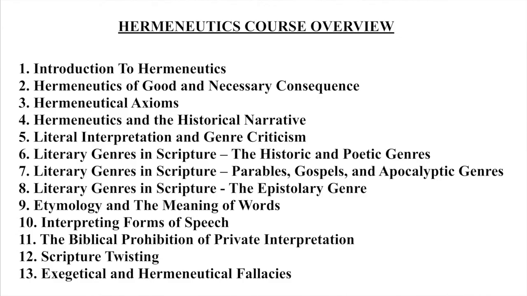In lesson 9, we'll talk about etymology, the root meaning of words, and how the meaning of words develop in time. In lesson 10, we'll talk about interpreting different forms of speech. In lesson 11, we'll talk about the biblical prohibition of private interpretation and what that actually means. In lesson 12, we'll look at scripture twisting. And then in lesson 13, we'll talk about exegetical and hermeneutical fallacies, which actually is another form of scripture twisting.